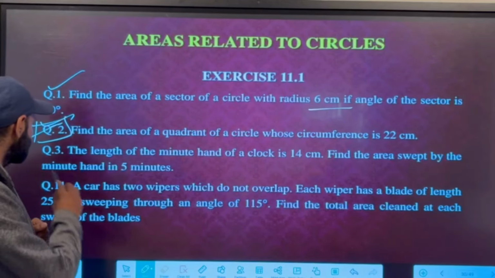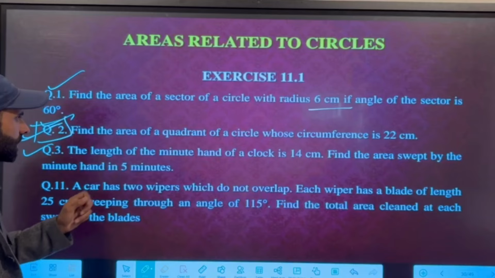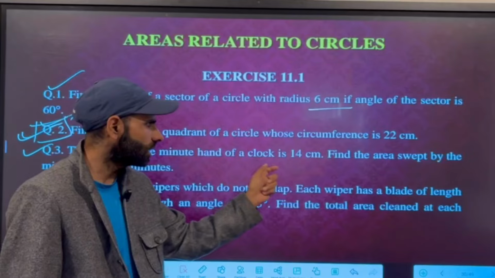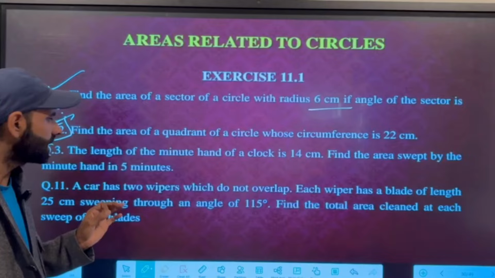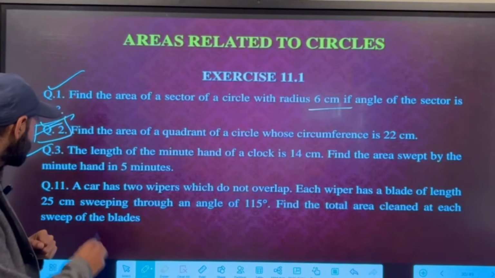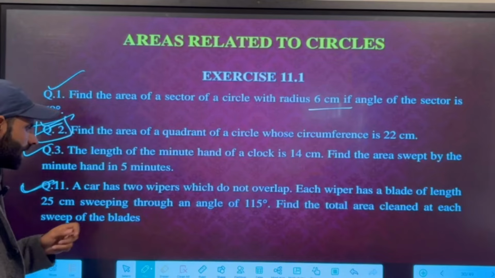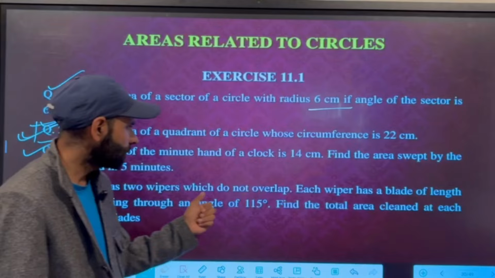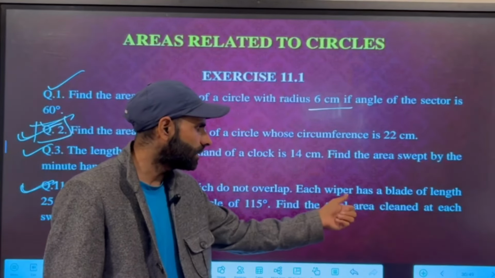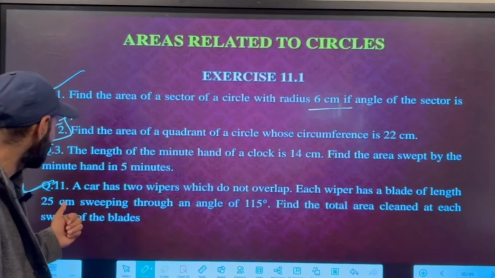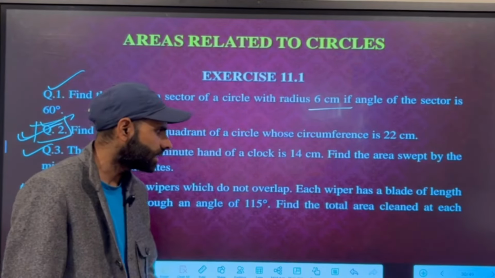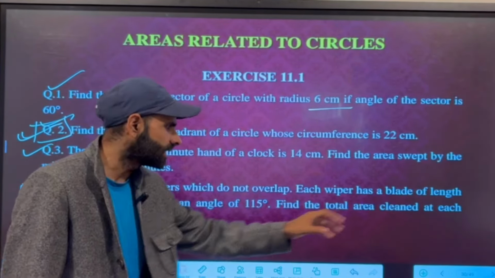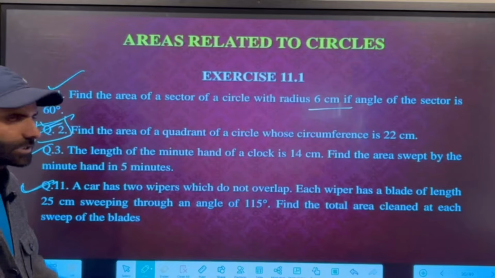From the same exercise, we have question number 3. The length of the minute hand of a clock is 14 centimeter. Find the area swept by the minute hand in 5 minutes. Question number 11. A car has two wipers which do not overlap. Each wiper has a blade of length 25 centimeter sweeping through an angle of 115 degree. Find the total area cleaned at each sweep of the blades.